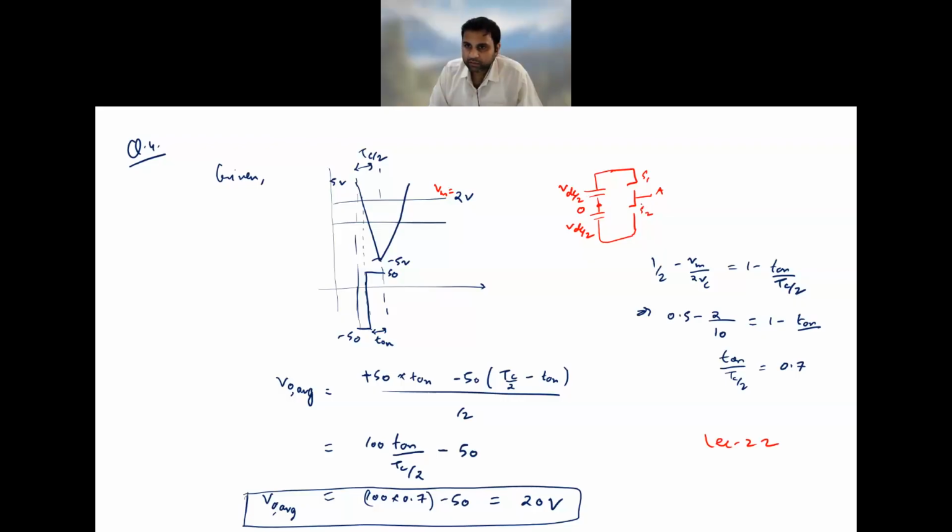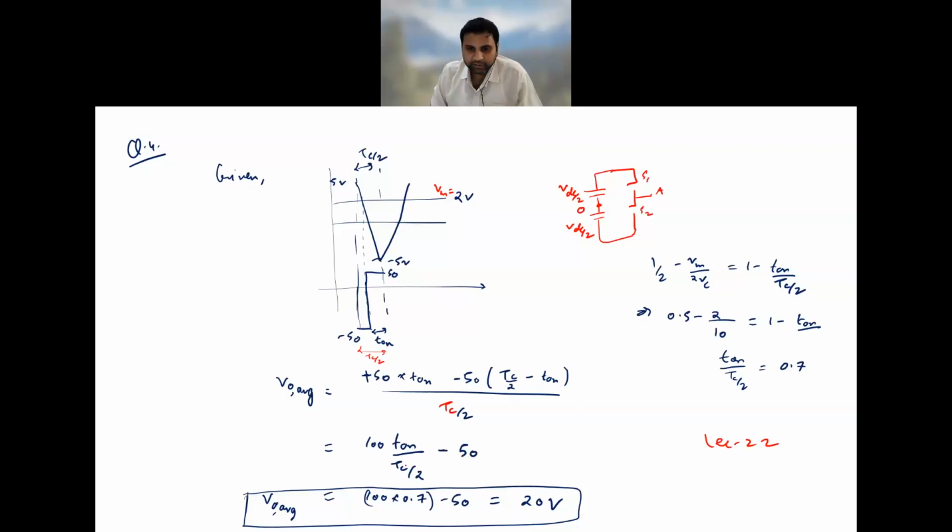Remaining of the time you will turn on this S2 such that the voltage across VAO is minus VDC by 2. So you are getting plus VDC by 2 into T on period, then minus of the entire period, which is TC by 2, same as what we have taken in the lecture, minus T on, and this is again TC by 2 over here. When you solve, finally you will get 100 T on by TC by 2 minus 50.